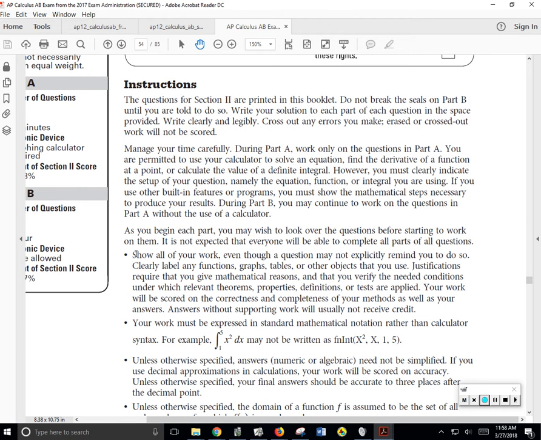Okay, here's the part Anna's asking about. Show all of your work, even though a question may not explicitly remind you to do so. Clearly label any functions, graphs, tables, or other objects that you use. Justifications require that you give mathematical reasons and that you verify the needed conditions under which the relevant theorems, properties, definitions, or tests are applied. Your work will be scored on the correctness and completeness of your methods, as well as your answers. Answers without supporting work will usually not receive credit.